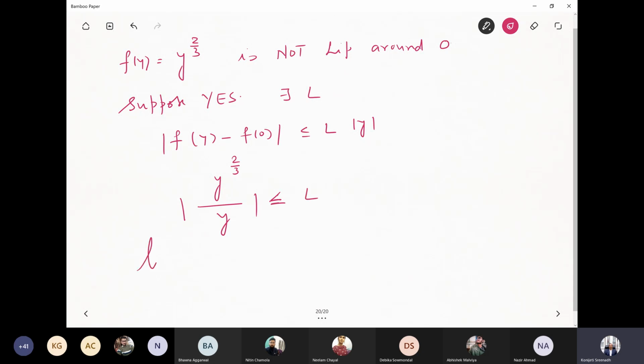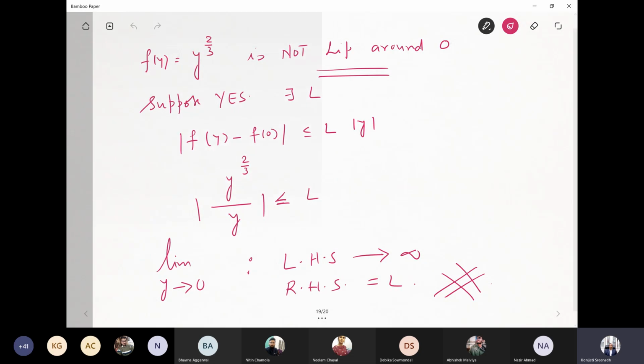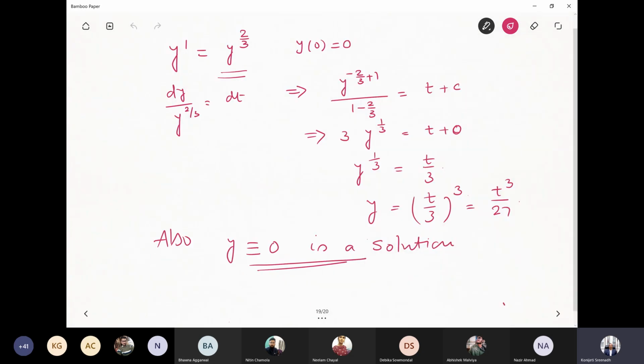Now you take the limit y goes to 0. You get a contradiction. When you take the limit y goes to 0, the LHS goes to infinity, but the right hand side remains L only. So this is not possible. This is a contradiction. That is why this function is not a Lipschitz function around 0. So that's what we are seeing here, that if it is a function which is not Lipschitz, then there is a possibility of getting two solutions.